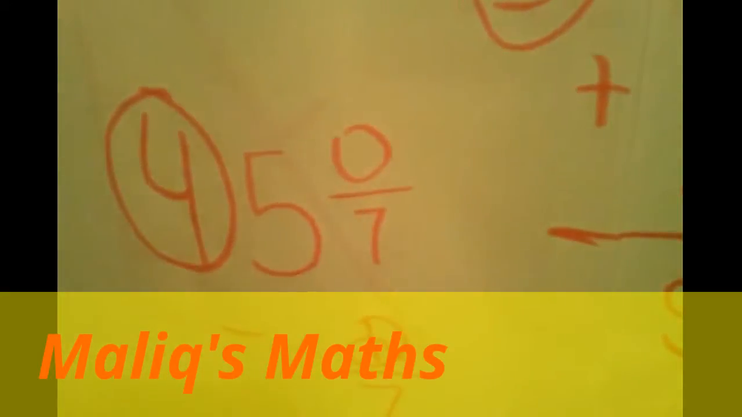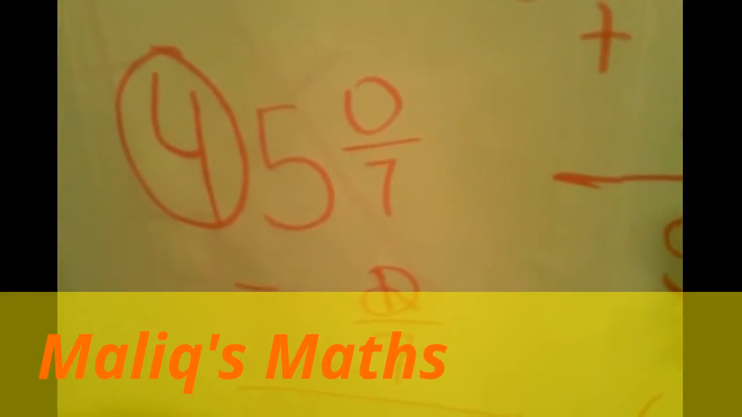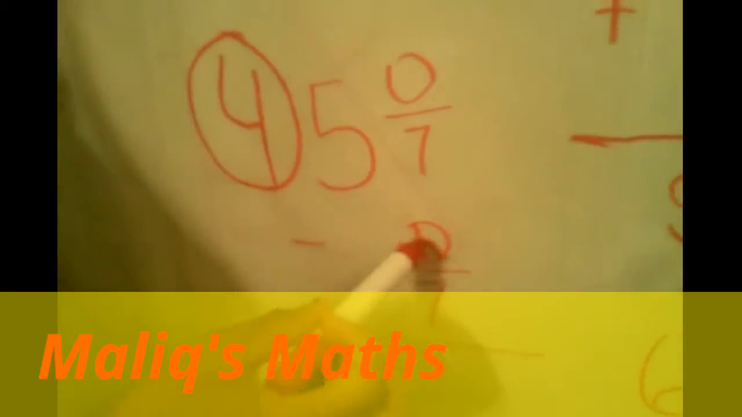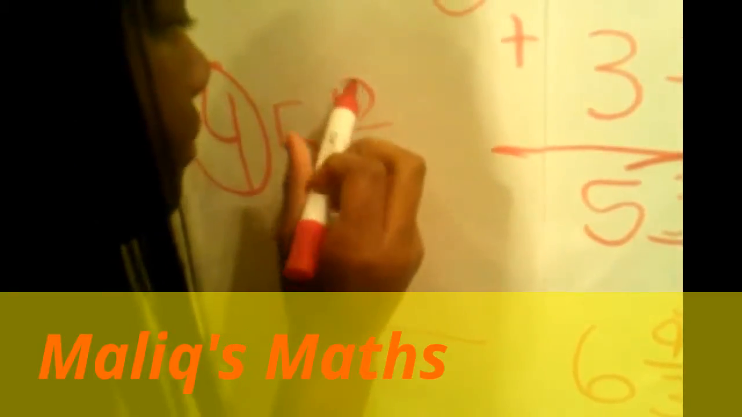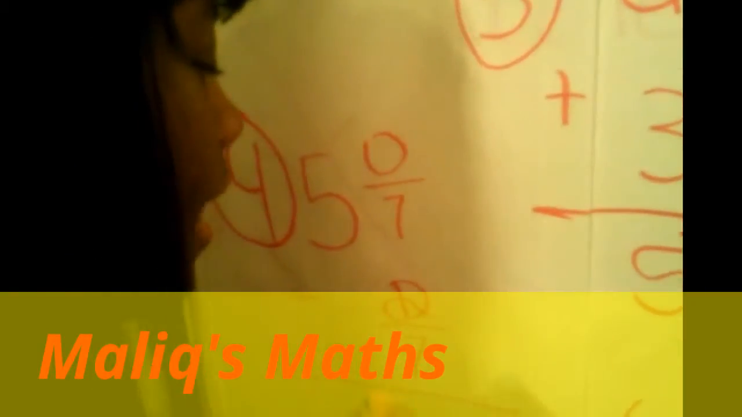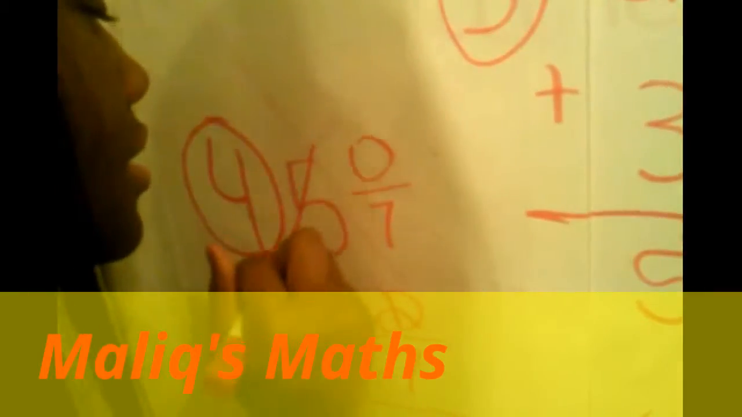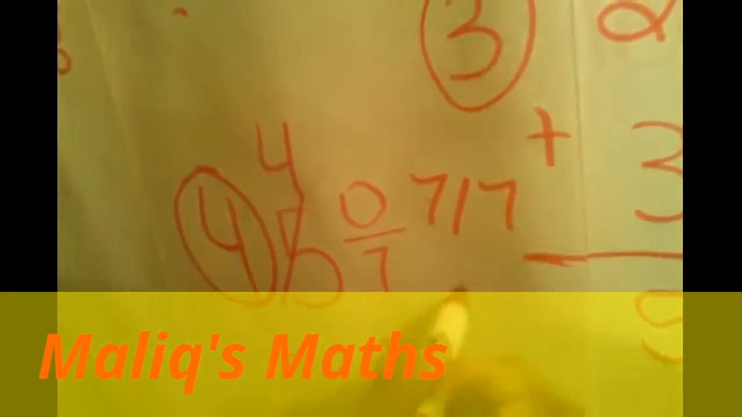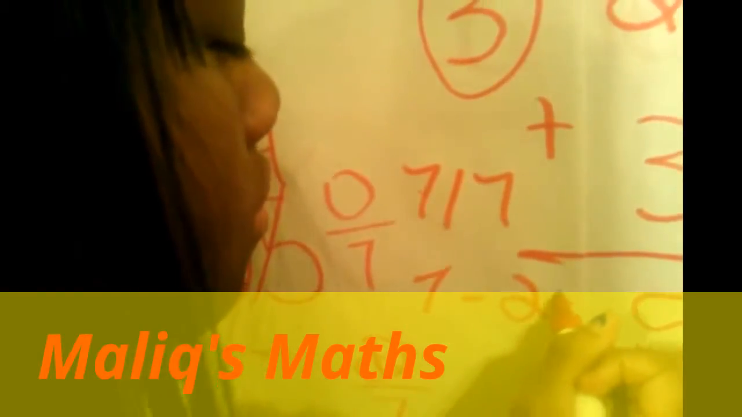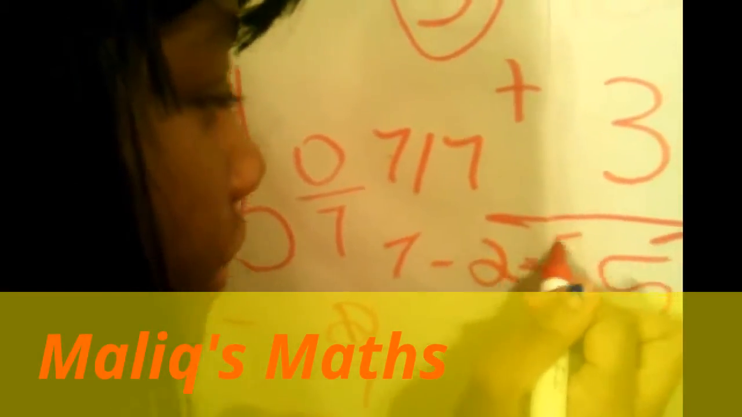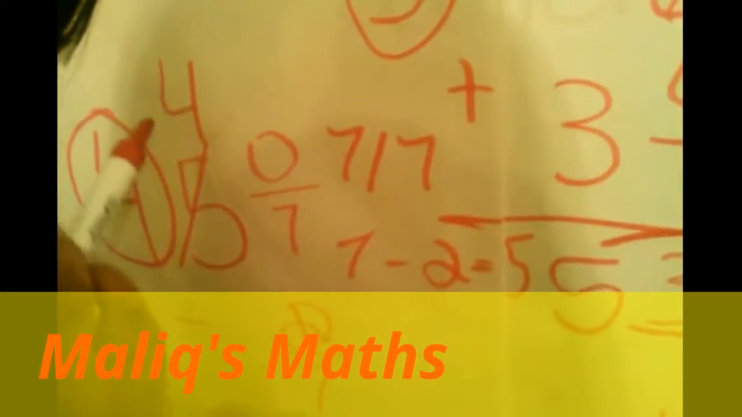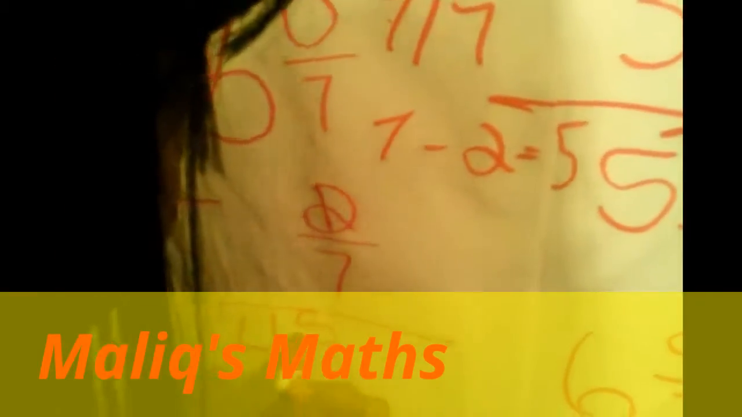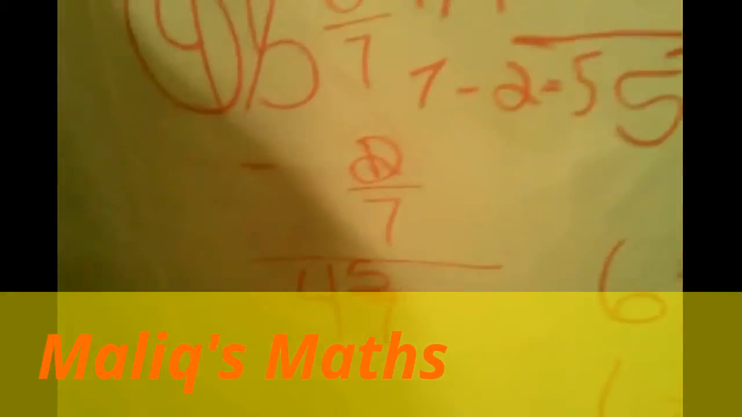Okay, number 1, you have to make it where these... Okay, because this top number can't be 0, so you have to take from here and make this a 4, and then you make this 7 out of 7. Then you do 7 minus 2, and then that's 5, and then you bring this down, and that's 4 and 5/7. Okay, I'm done. Yeah, that's good.